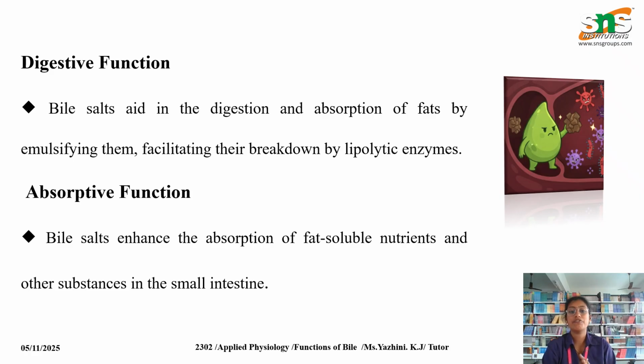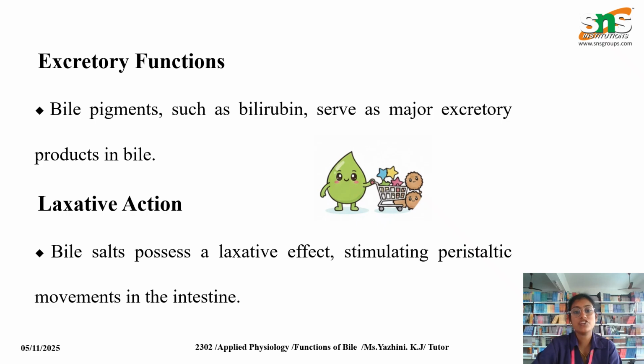Without bile, fats pass undigested, leading to oily stools and a deficiency in the fat soluble vitamins. Bile is the major excretory route, where the bilirubin gives the feces its color. If blocked, you get jaundice and dark urine. It also flushes out drugs and toxins. It has a laxative action, which prevents constipation, and an antiseptic property, which controls the harmful gut bacteria.